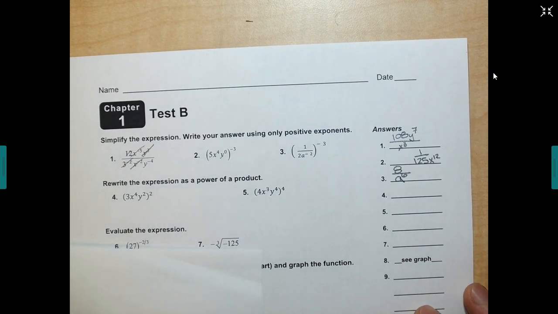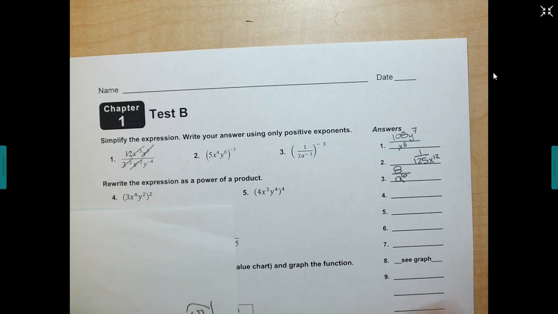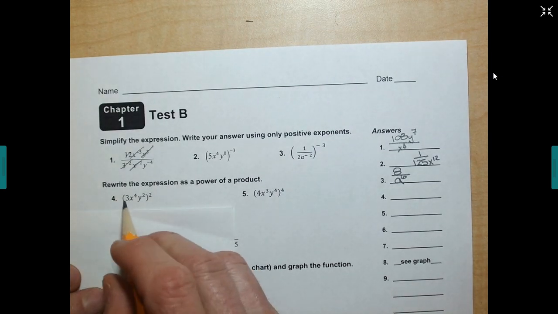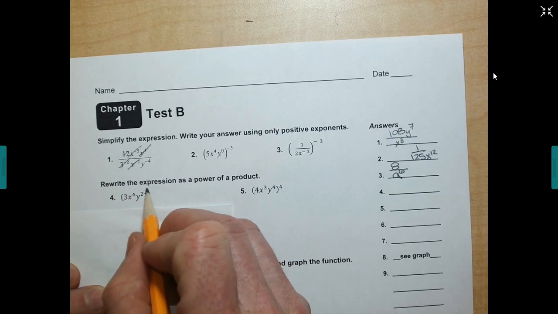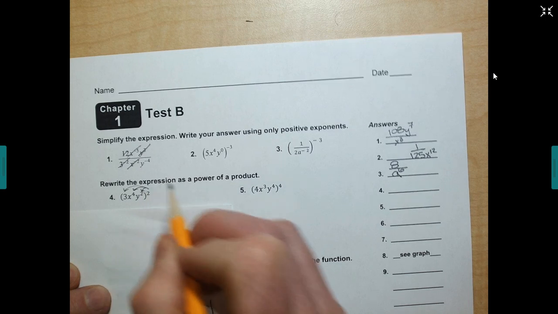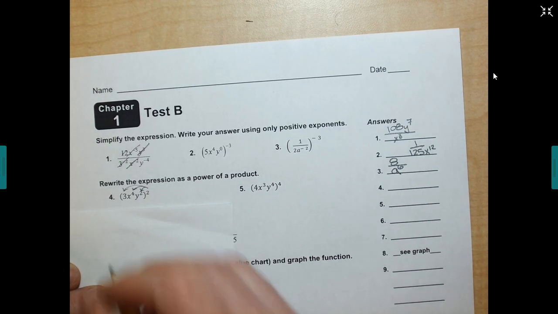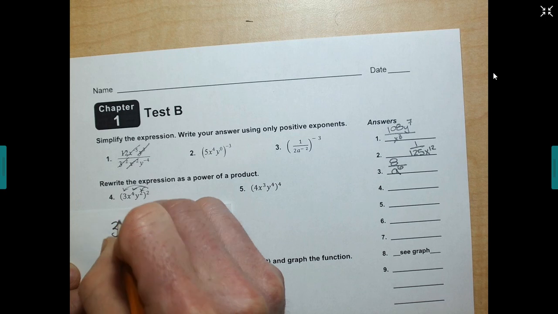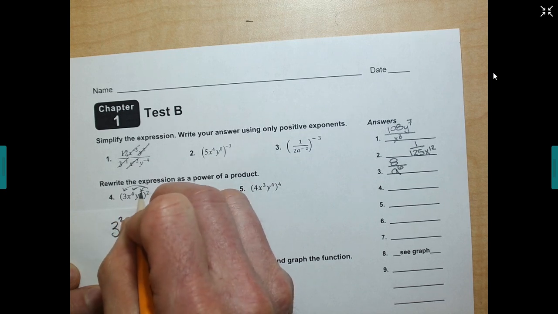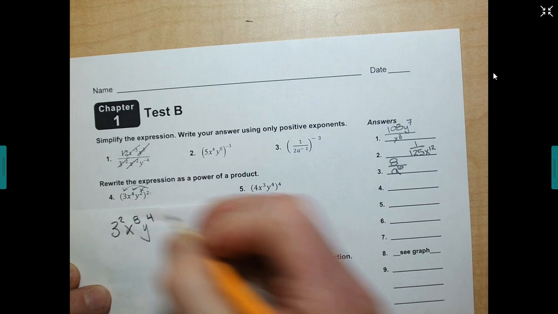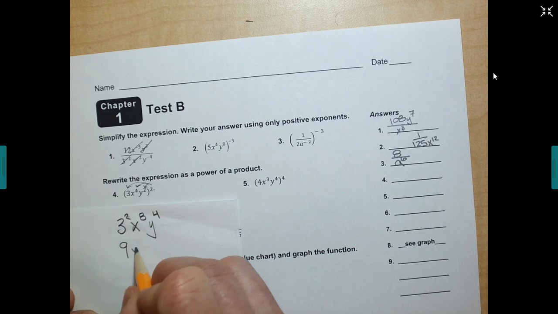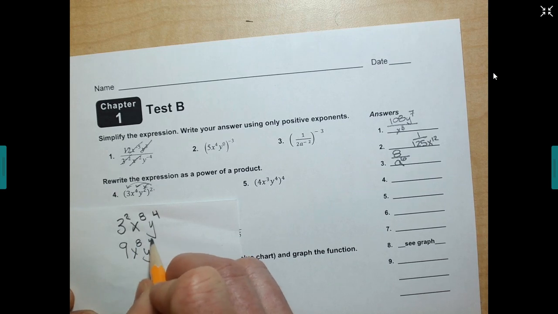Okay. Number 4, rewrite the expression as a power of a product. So this gets distributed through all of the parentheses. So I have 3 squared, x to the fourth to the second, so that's x to the 8th, y to the second to the second, that's y to the 4th. So I have 3 squared, so that's 9, x to the 8th, y to the 4th.